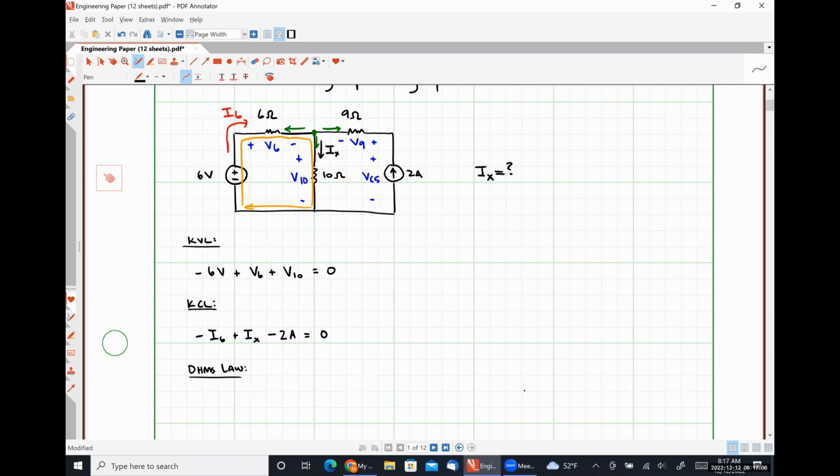Ix is positive, so I'm adding those three green currents together and setting them equal to 0. Since I6 is in the opposite direction as the green arrow that represents that, it gets a negative sign. Since the 2 amps is in the opposite direction as the green arrow, it gets a negative sign. Because Ix is in the same direction, it gets a positive sign.